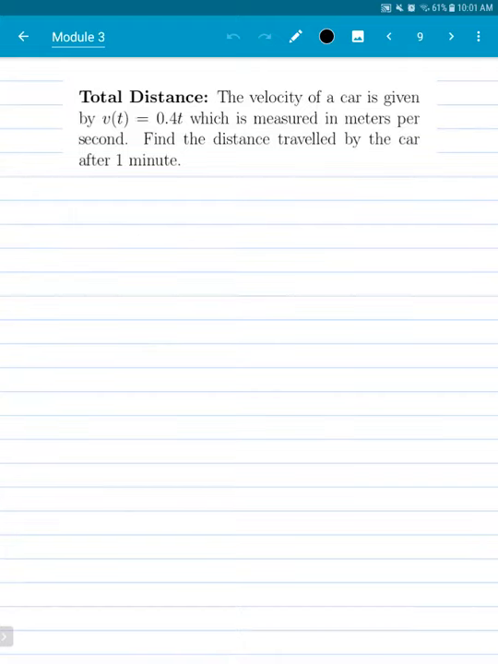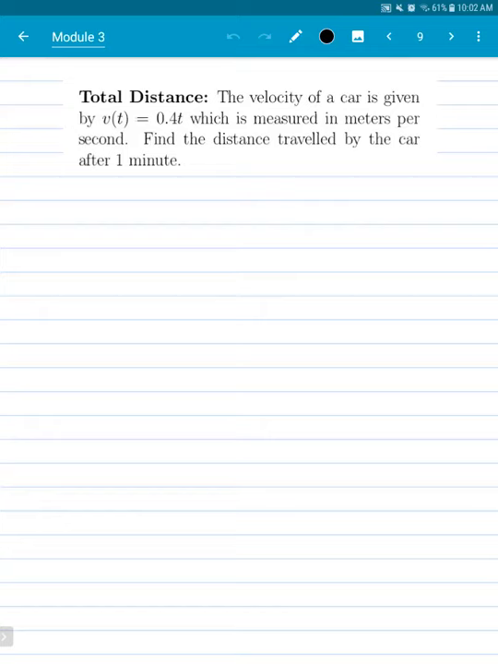Now, in differential calculus, you know that the derivative of the distance is the speed or the velocity. Now that we know how to undo differentiation, if we know how fast a car is going, we can calculate the distance it covers in a given time interval. So let's have the problem there. The velocity of a car is given by that formula, v of t equals 0.4t, measured in meters per second. So if you plug in a particular value for time, you'll get the instantaneous speed at that time. So in 1 second, at t equals 1, its speed is 0.4 meters per second.